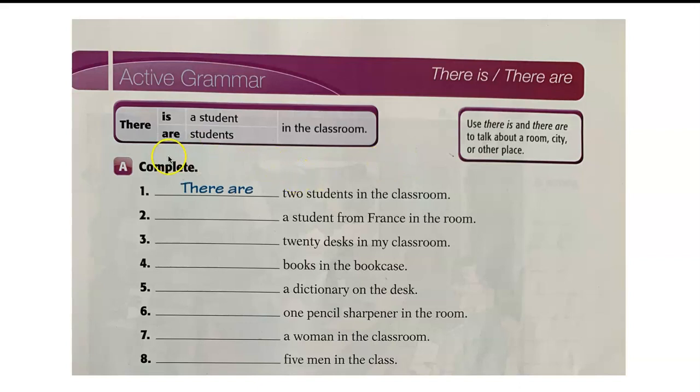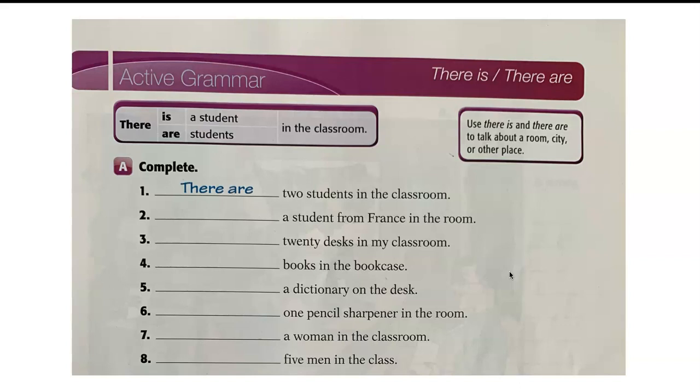So you are going to complete exercise A. What you are going to do, you are going to complete with there are or there is, okay? Remember the rule. There is for singular, there are for plurals, okay? Number 1 is your example. There are 2 students in the classroom, okay? Stop the video and work in the exercise. Stop the video.